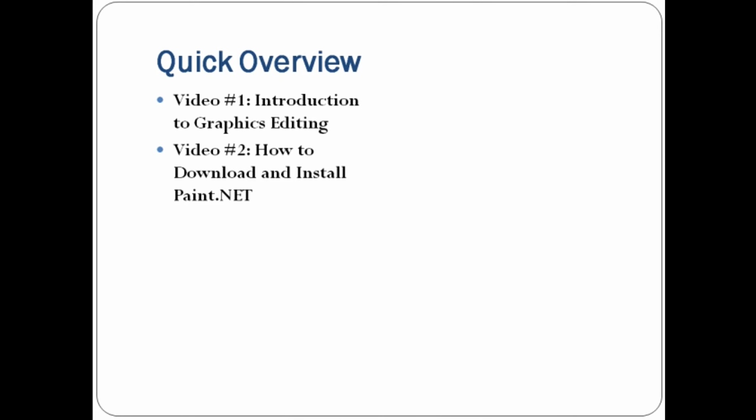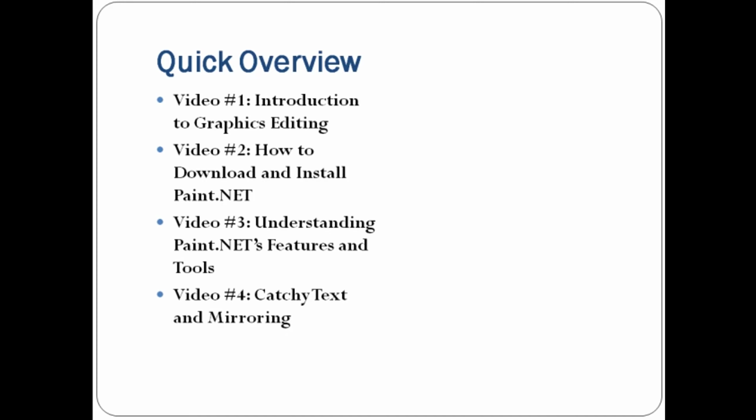First of all, this is video number one. Video number two, we're going to talk about how to download and how to install Paint.net. And downloading and installing is easy, but how do you set it up and everything like that? Video number three, we're going to talk about understanding Paint.net's features and tools. So we're going to go throughout the whole Paint.net system in terms of the basic fundamentals, and I'll show you how to use certain tools, what tools mean, and this and that. That way you have an idea of how everything works, and then you understand when we move on to video number four and so forth, how to actually use the system.